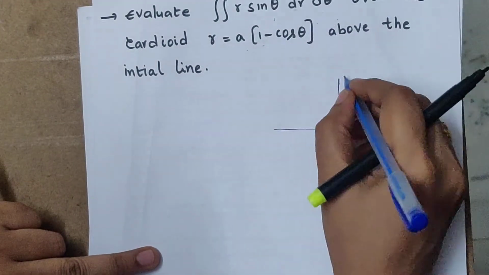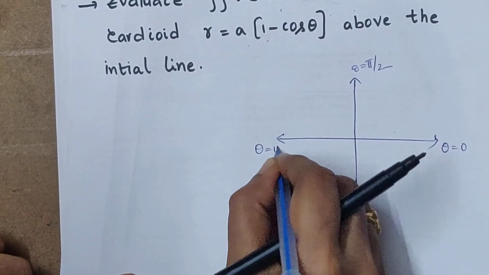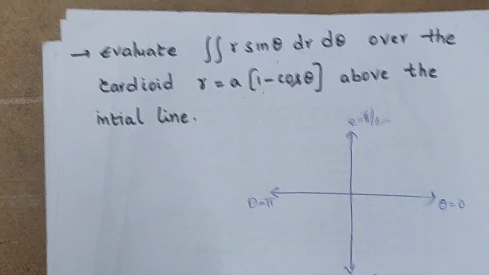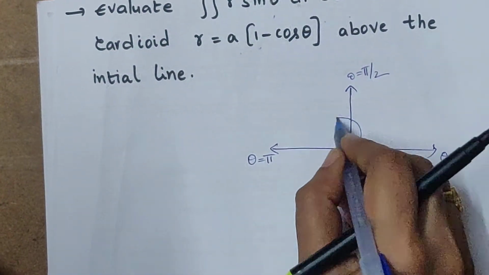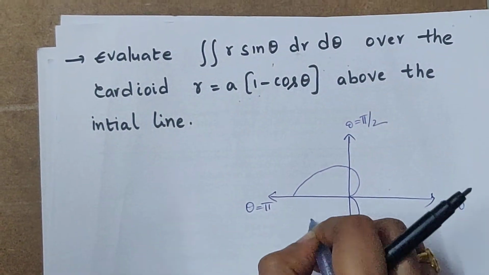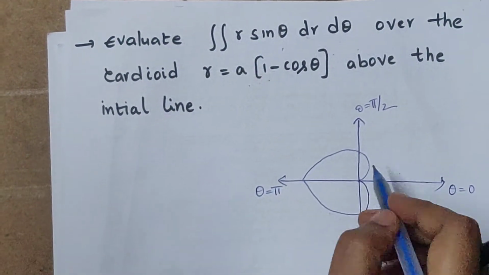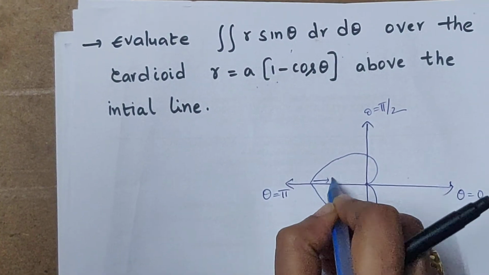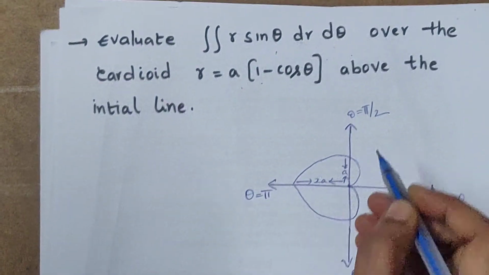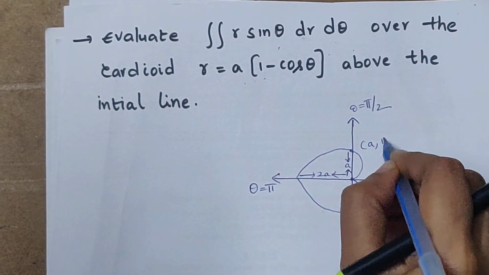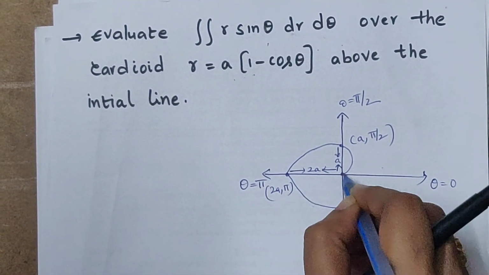Theta 0, theta equal to pi by 2, theta equal to pi, theta equal to 3 pi by 2. r equal to a into (1 minus cos theta) means it is symmetric about the initial line. Negative x-axis, it is 2a units and clearly it is a units. This is the point (a, pi by 2). This is (2a, pi).